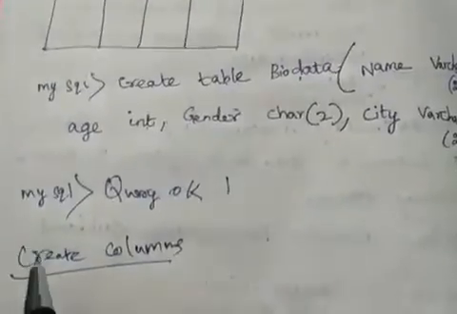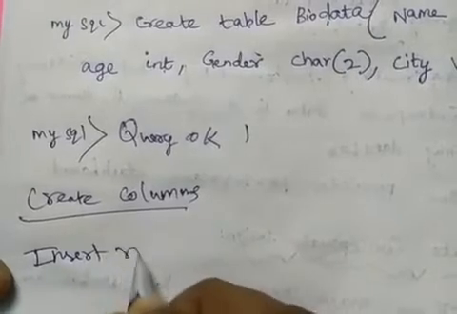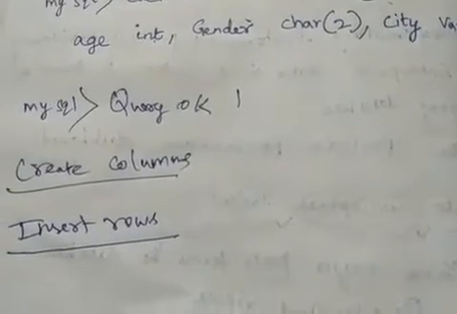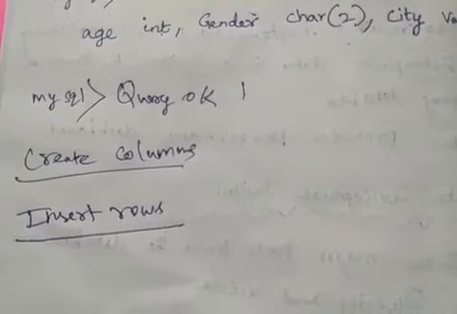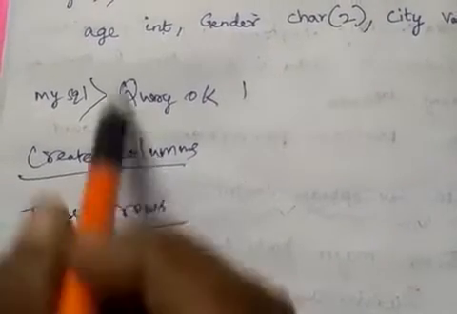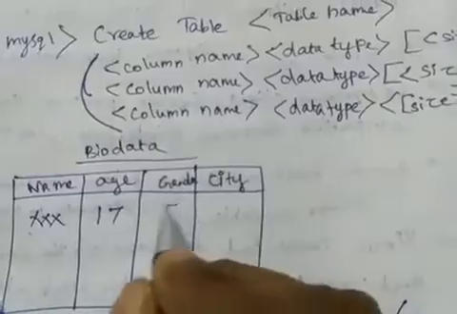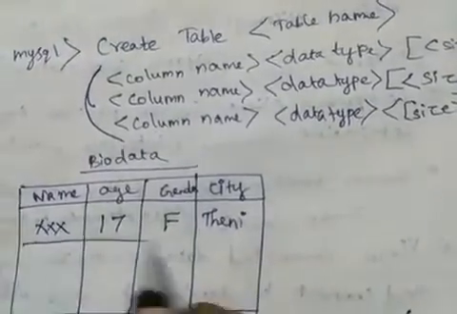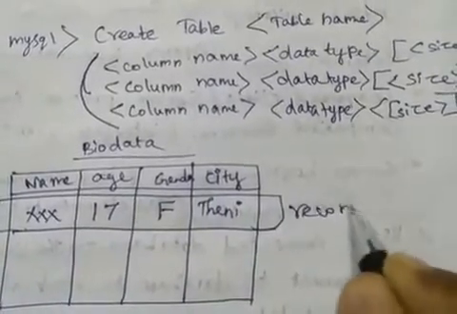And the next topic we are going to see is rows. So how to insert rows? What is a row? Row is otherwise called a record. The horizontal portion of the table is called a row. Suppose here the name is XXX, age is 17, gender is female, city Theni. So this is one row. Row is otherwise called a record. So this is one record.